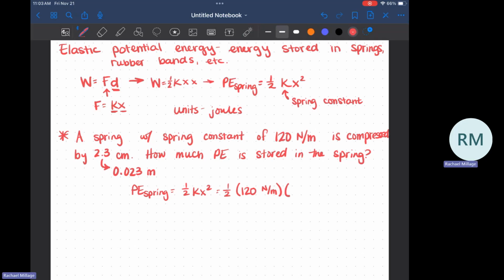Do we have an x or a displacement? 0.023. And then we have to square that. Are we squaring the entire term? No, we are only squaring that 0.023. So the answer is 0.031 joules.